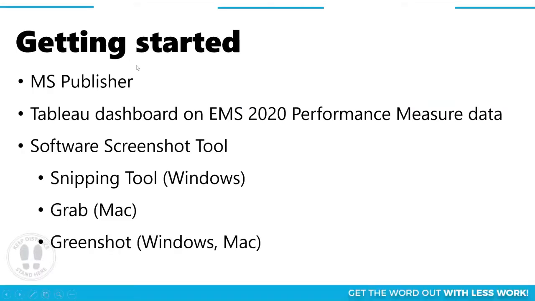And now to get started, there are a couple tools that we're going to be using. The one tool that I already hinted at was MS Publisher. So if you have that, you can open it up and just kind of follow along, or you can just watch. I'm going to be logging into the Tableau dashboard, specifically to the 2020 performance measure data. And then I had suggested that you use a software screenshot tool. Now, in Jane's presentation yesterday, she used a snipping tool. That's a simple Windows built-in tool that you can use for snipping.